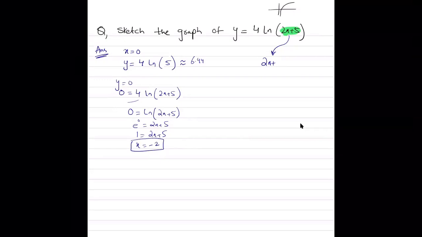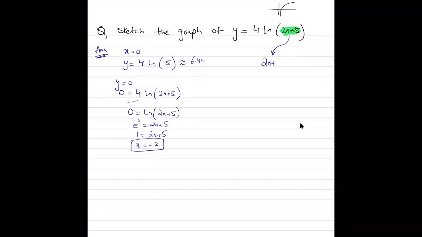If you want to check for what values of x this function is defined, I'm going to take the inner expression inside the bracket, that is 2x plus 5, and set it greater than 0, because inside the bracket the term cannot be negative. So 2x plus 5 must be a positive value, greater than 0. So x must be greater than what?